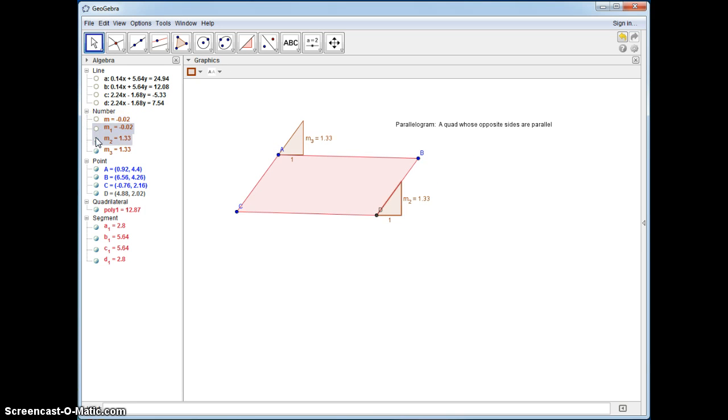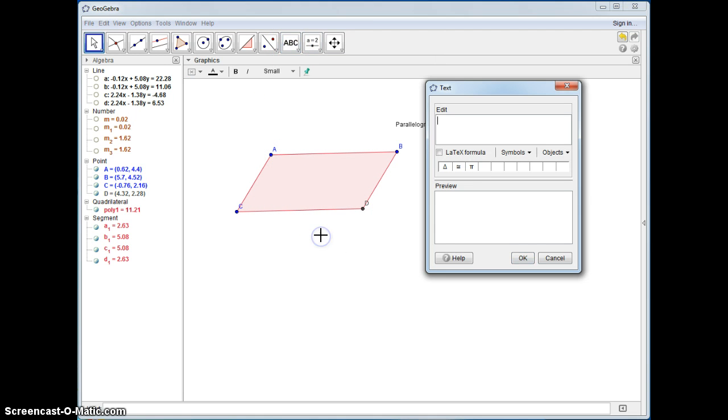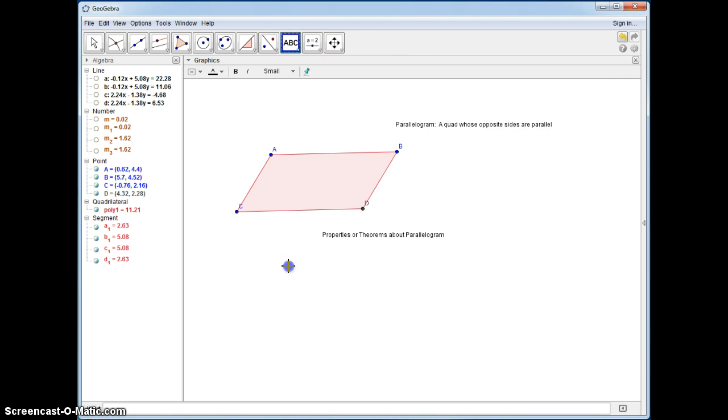I'm going to just remove this for now while I get to my properties of the parallelogram. So let's see, the first properties are going to be listed as follows. So that point actually does not move, but all the others do. So let me write them down. Properties or theorems about the parallelogram. First one that we're going to discuss is the opposite sides are congruent.